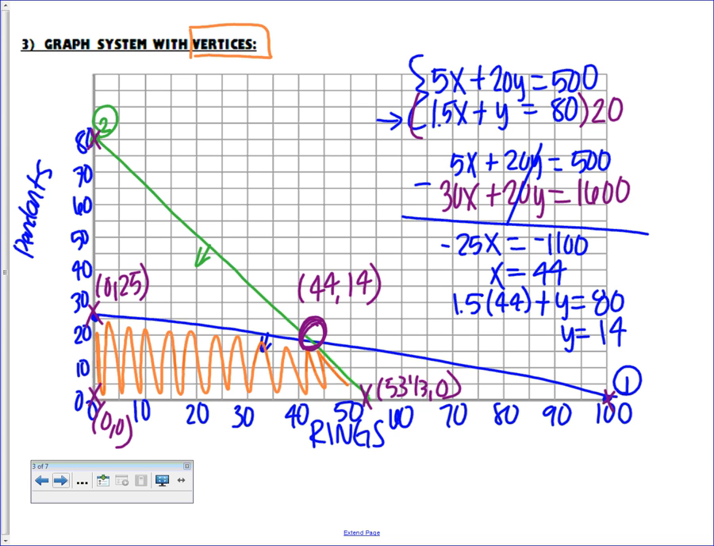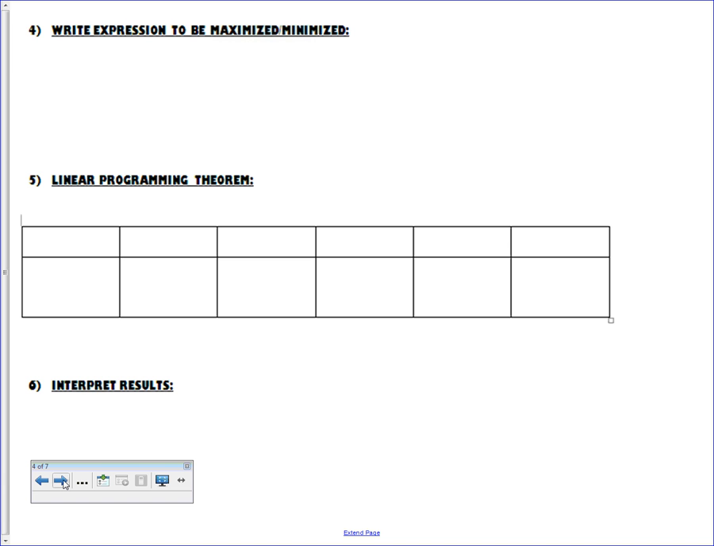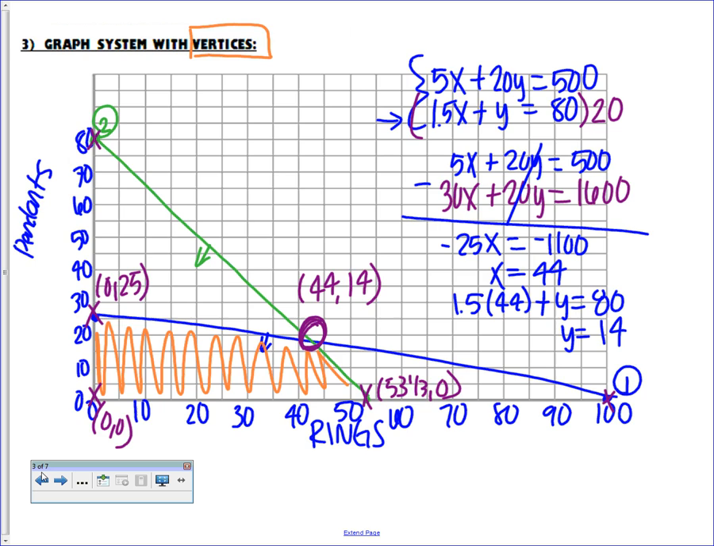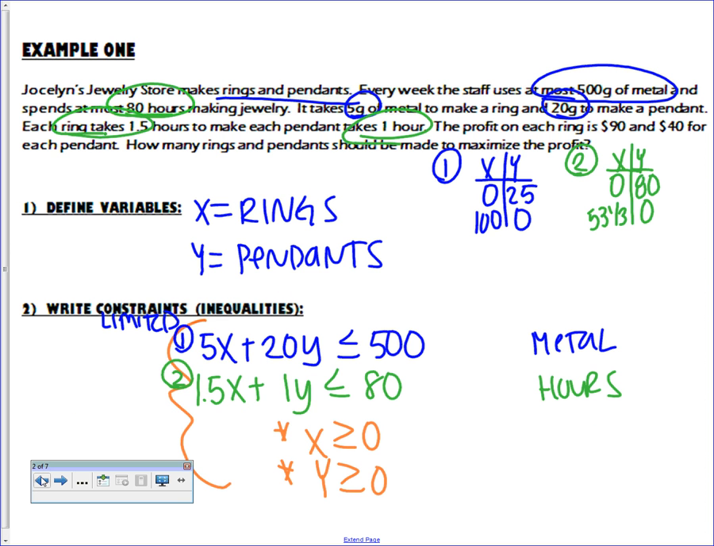Okay, so now that we have our set of options, we've got 4 options here, we want to write an expression to be maximized or minimized. Well, the question asked us to maximize something. So if we go back to our story problem here, it asks us to maximize the profit. And we did not use the information that dealt with the profit for the ring is 90 and 40 for the pendant. So there's going to be some information left, and we're going to save it till now.